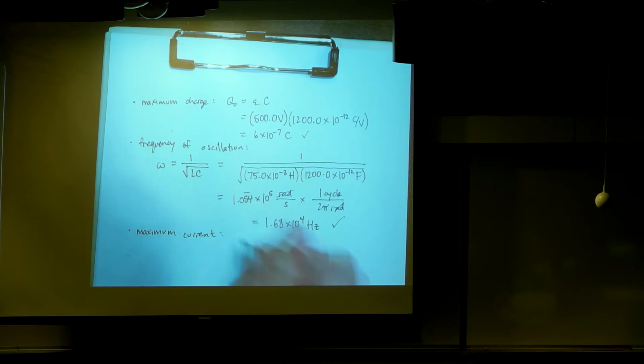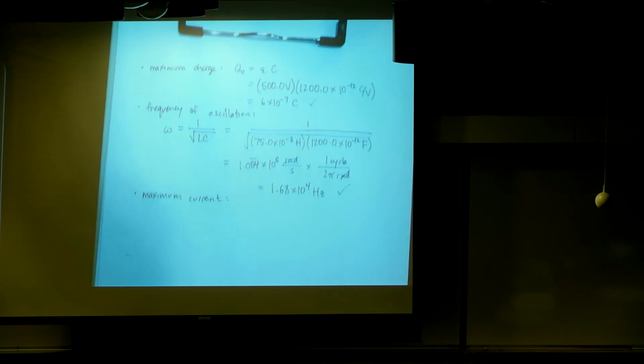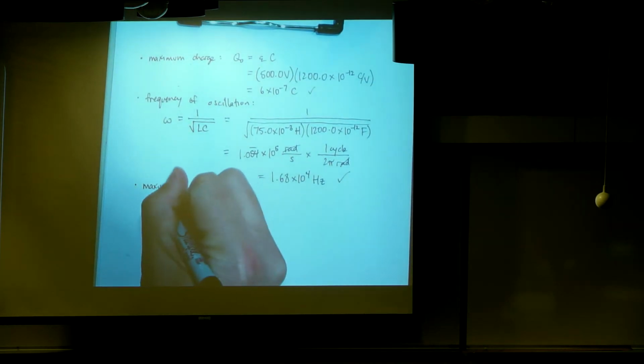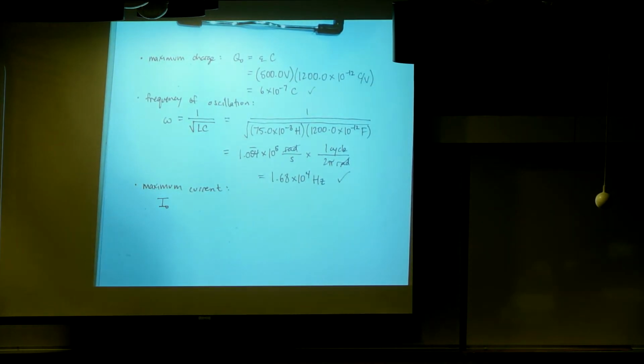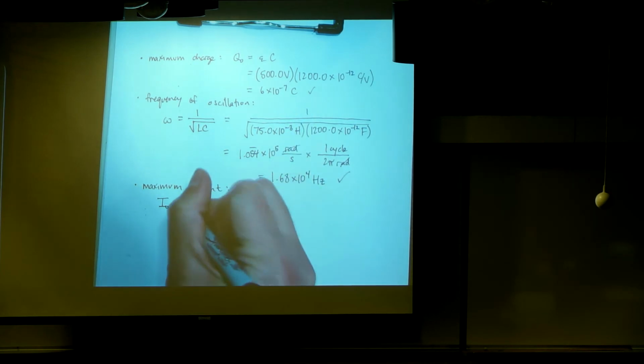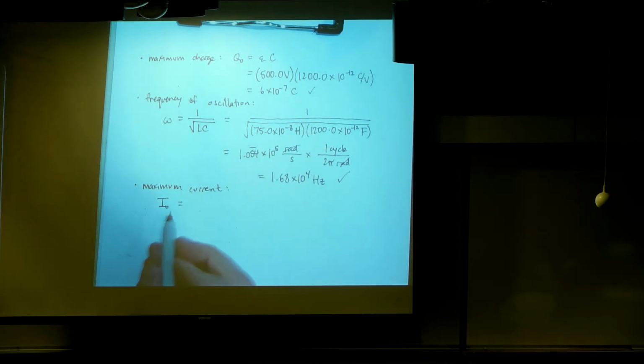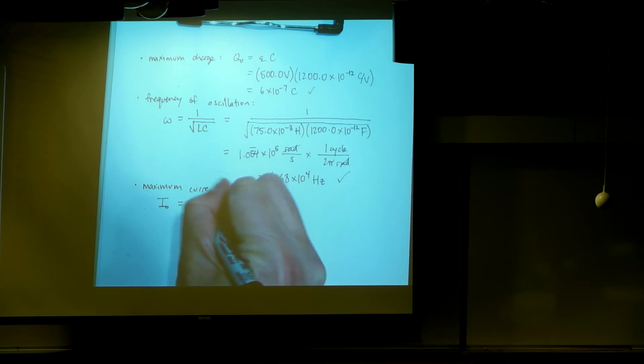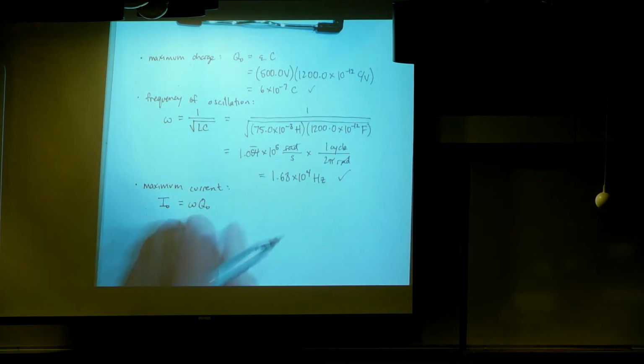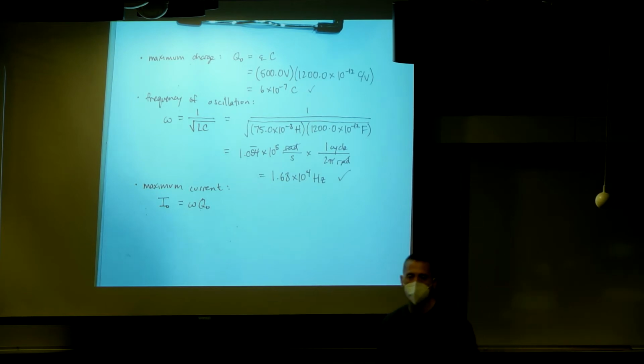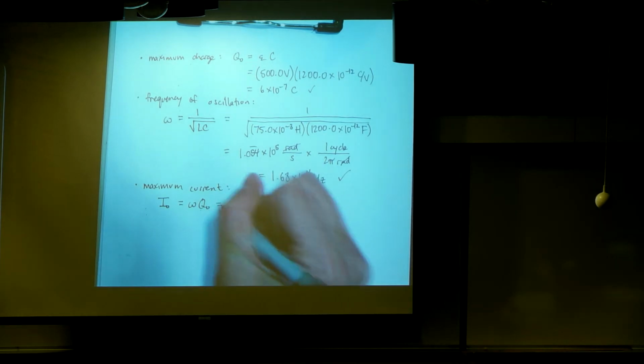All right, so for this, again, we're going to just use a result that we derived. The maximum current is what we call I naught. It's related to the maximum charge in a pretty simple way. It's just omega times Q naught, right? So you take the maximum charge Q naught multiplied by omega, which is the angular frequency, then you get the maximum current. So let's put in what we know.